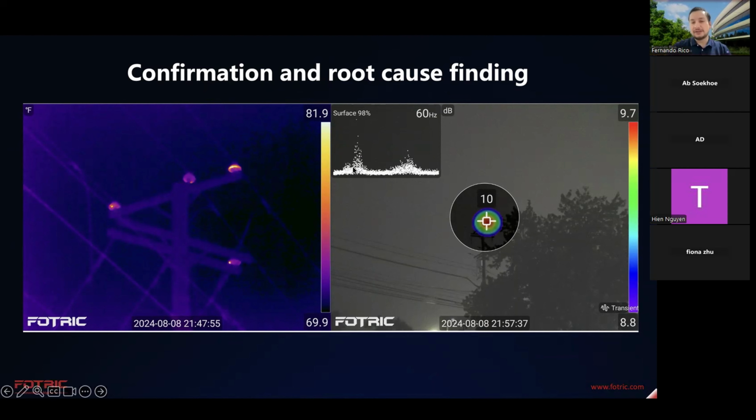And then you can see here that now the acoustic camera is confirming the problem, but indicating the cause as well. So tracking is creating this type of issue. It's not insulating damage for water intrusion. It's not, I don't know, something else. It's literally the phase is tracking, is finding ground to the structure of the pole and creating a heat signature in there.